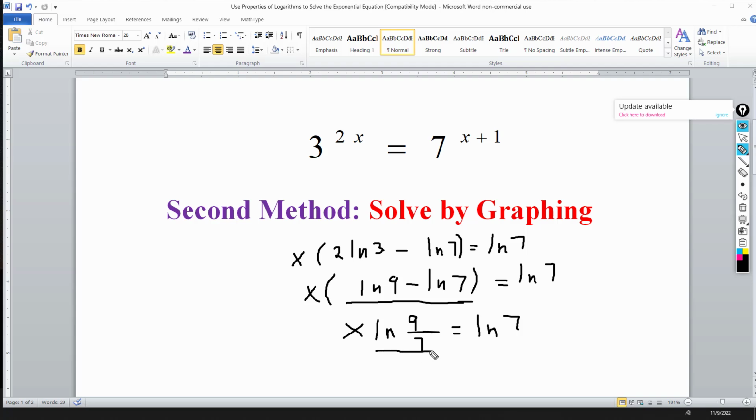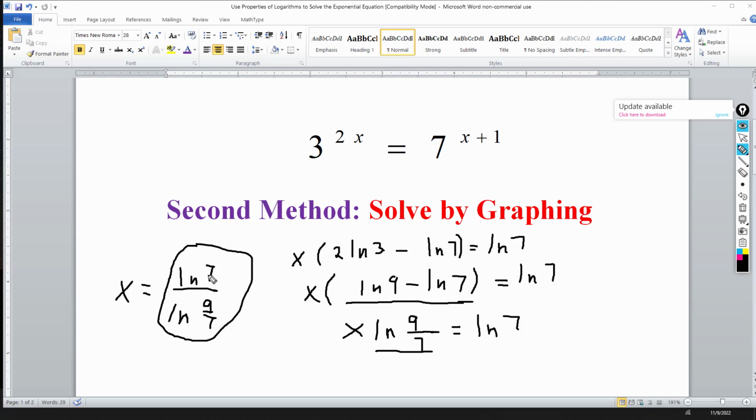It's just like if you had 2x equal to something, you divide both sides by 2. Well, in this case, x is equal to... dividing both sides by ln of 9 over 7, it cancels on this side, just leaves me with the x. And on the right side, it'll leave me with ln of 7 over ln of 9 over 7. Now this is actually your exact answer. If they want an exact answer, it's the natural log of 7 divided by the natural log of 9 over 7.